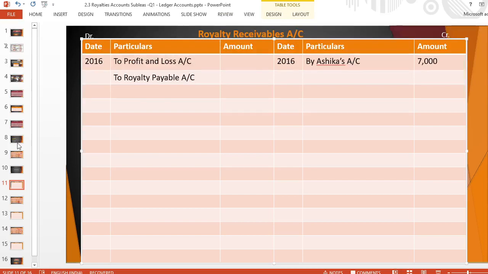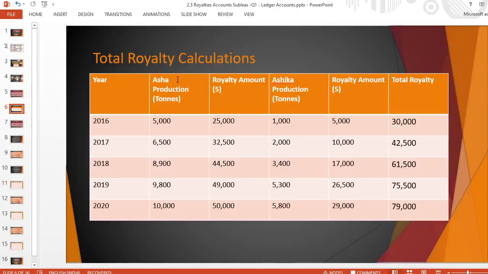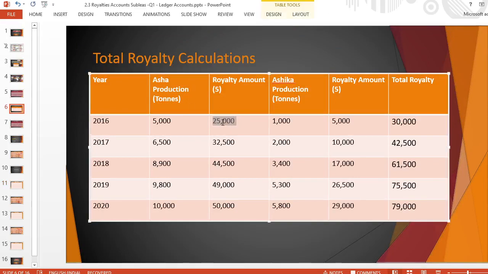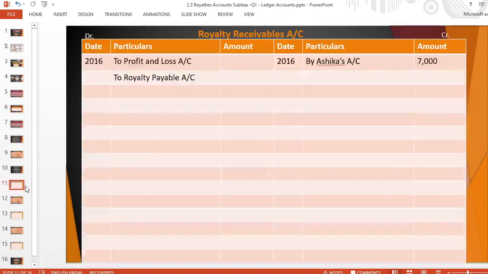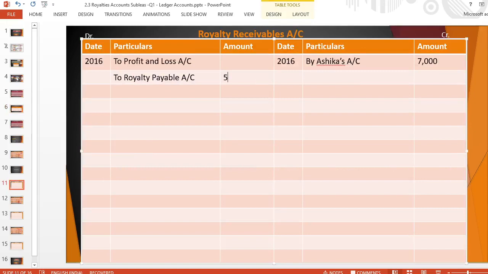So here you can check in the small table royalty due calculation. So Asha's production is 5,000 on which royalty due was 25,000 and Ashika's production was 1,000 and royalty due on that is 5,000. So I should enter this one first. So here 5,000 is due according to the main contract or main lease. So the remaining balance 2,000 will be transferred to profit and loss account. So the total on the credit side 7,000 and debit side 7,000. So I close the books for the year 2016.